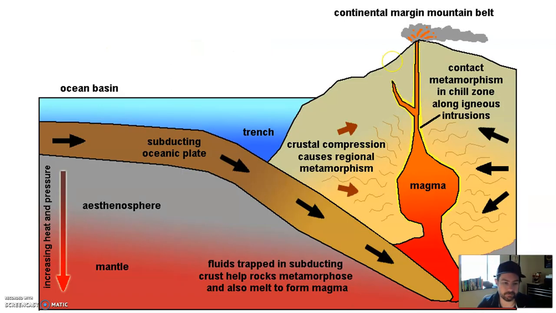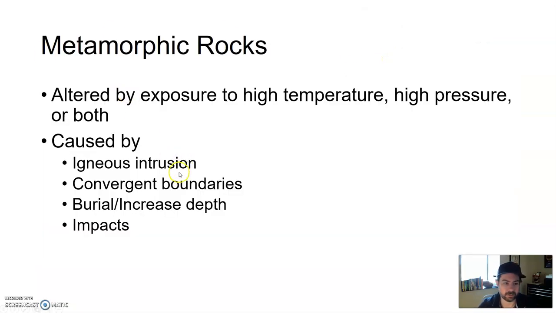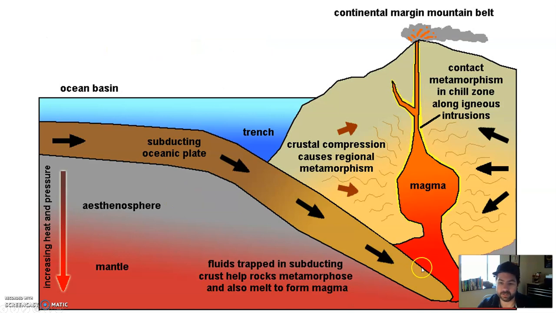So again, an example of these: igneous intrusions and convergent boundaries. You get some magma, liquid molten rock. That heat radiates out, and as the magma comes into contact with the surrounding rock, it will change, or metamorphose, that surrounding rock. So it's called contact metamorphism, really close to and around those intruding bodies.